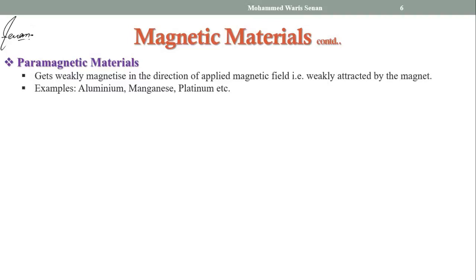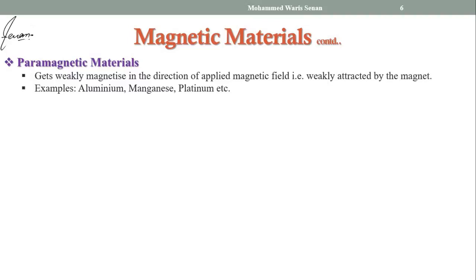So we can say that when we keep a paramagnetic material inside a magnetic field, it will develop north and south poles in such a manner that it will get attracted towards the magnet, that is, it will develop the opposite poles. And the magnetization is not that strong. They are weakly magnetized.